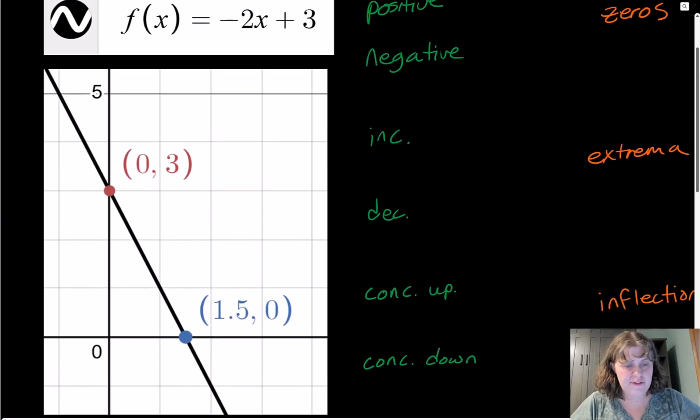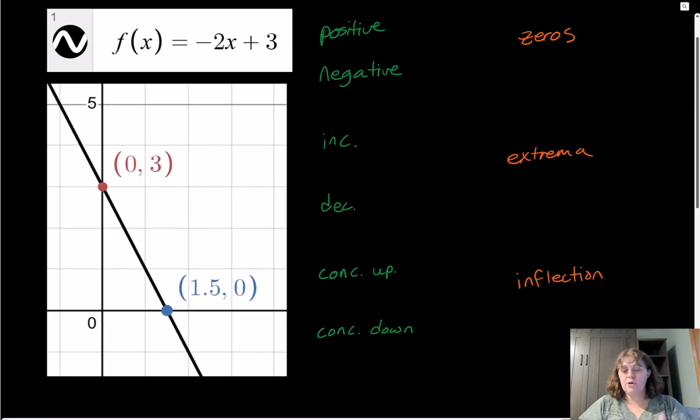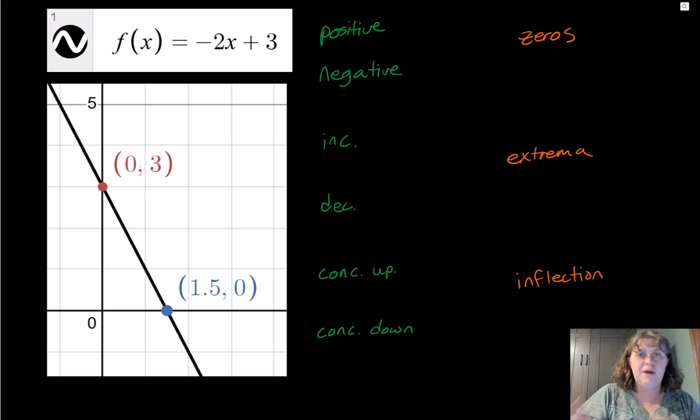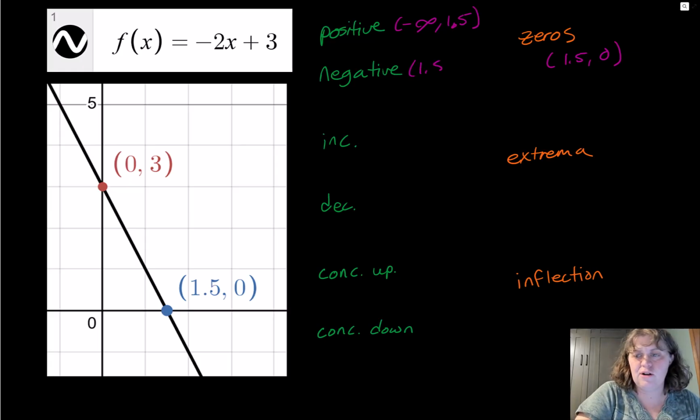Last example, we have this beautiful function here. We're going to go through the same process. Where is my function positive? Where is it negative? Greater than 0, less than 0. In order to do that, I have to look for my zeros, which happen at 1.5 comma 0. On one side of this, I'm going to be positive, and on the other side, I'm going to be negative. So in this case, I happen to be positive from negative infinity to 1.5. Or maybe I'm negative on both sides or positive on both sides, you don't know. But that's where I start looking for interesting things happening in regards to whether things are positive or negative.